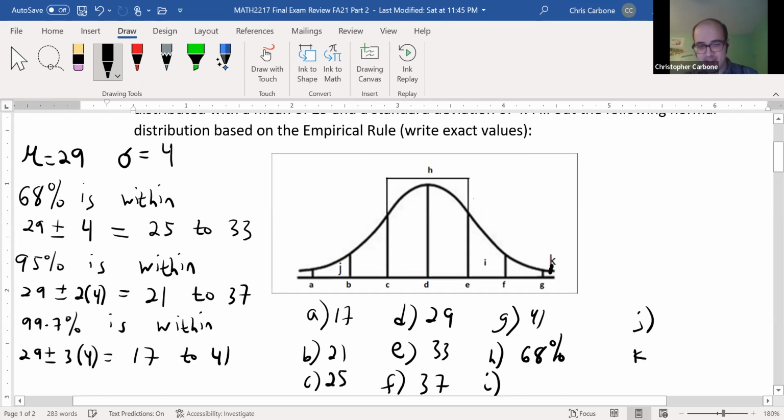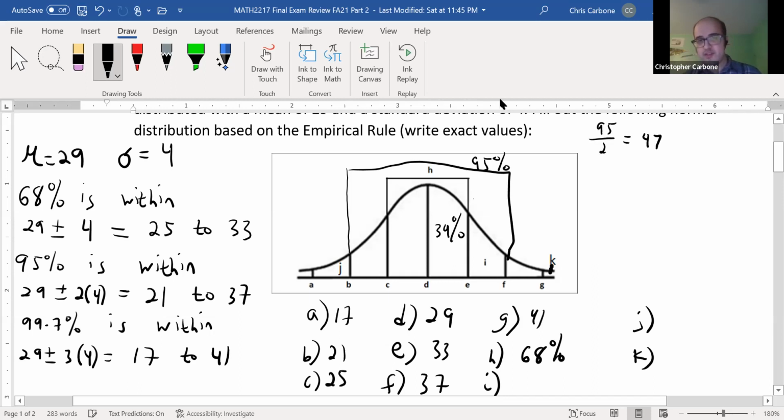I, J, and K. Okay, so I said that from here to here, that's 95% of the data. We know that this is 68 here. So this portion right here would be 34%. And if we took half of this 95, this would give us 47.5. And if we subtract 34, we should get what this I here is. And this would give us 13.5%, which is going to be our value for I.